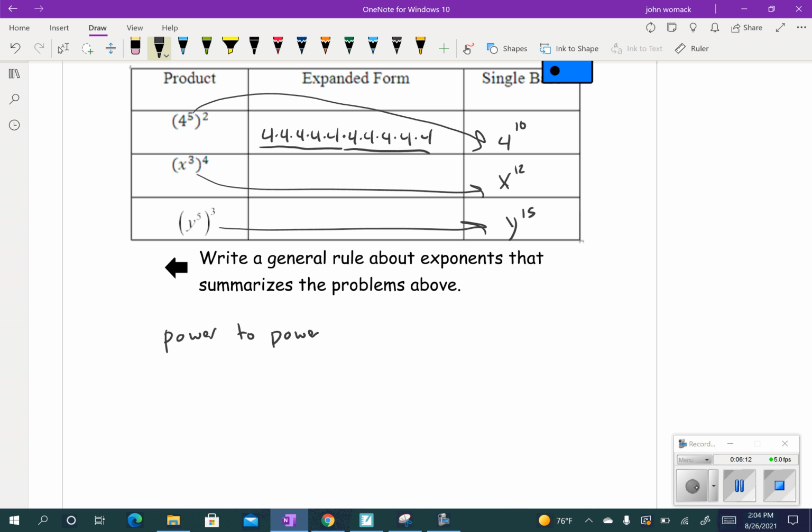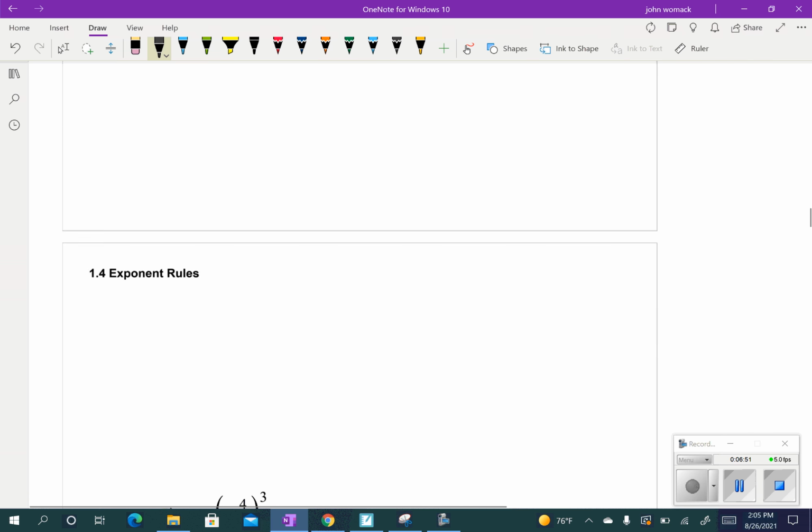5 times 2 is 10. 3 times 4 is 12. 5 times 3 is 15. Here's how you could write that algebraically. If I have a to the m to the nth power, so I have a power to a power, the base stays the same, and we multiply the exponents. So a to the m times n. Here's some examples that involve that.